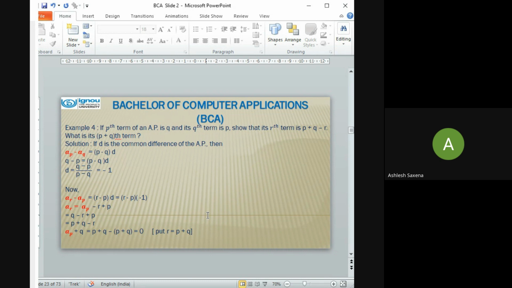AP, bring that, replace the value of R by P plus Q, what you will get? 0.